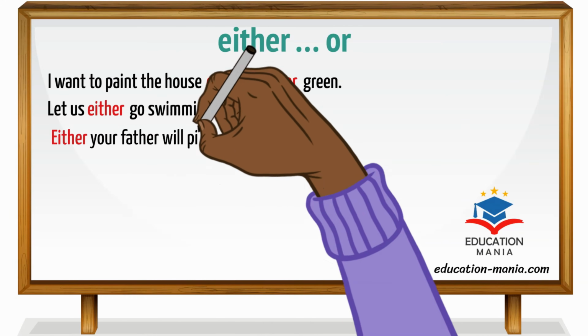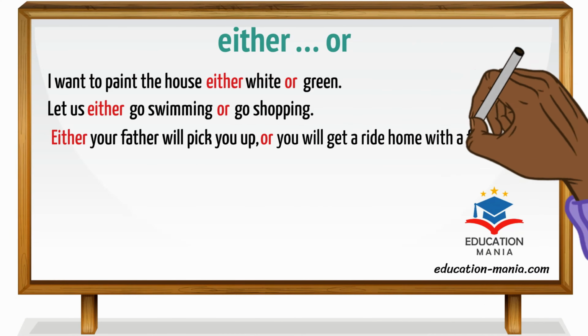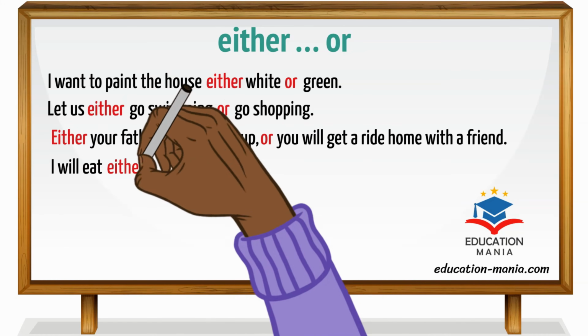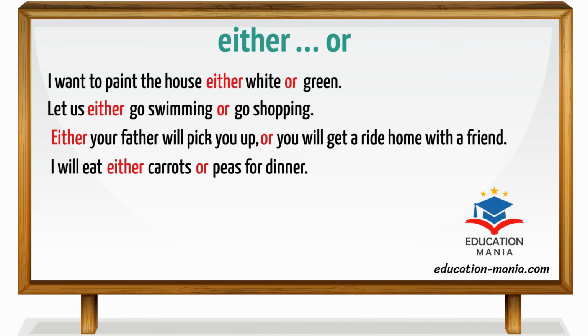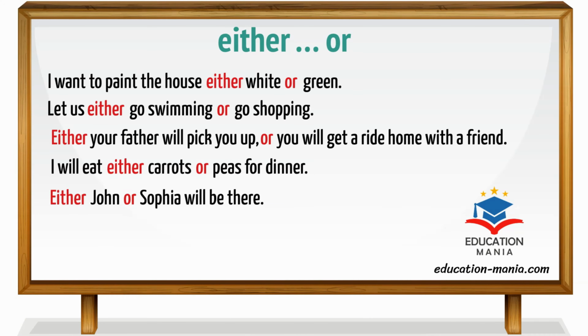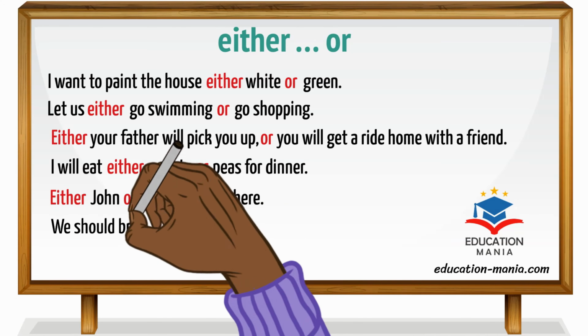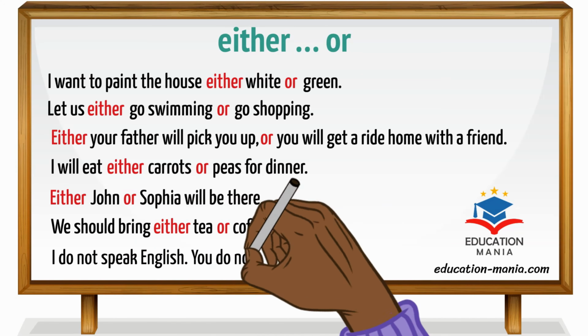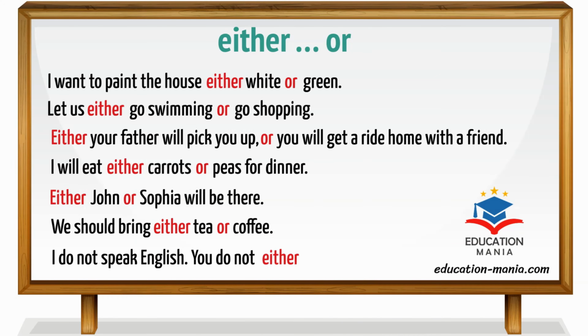Either your father will pick you up, or you will get a ride home with a friend. I will eat either carrots or peas for dinner. Either John or Sophia will be there. We should bring either tea or coffee. I do not speak English. You do not either.